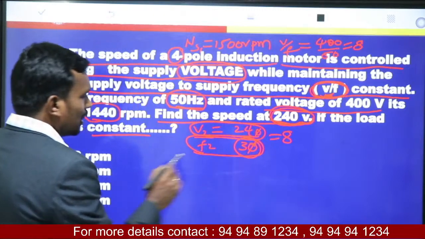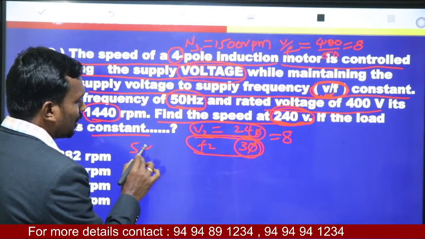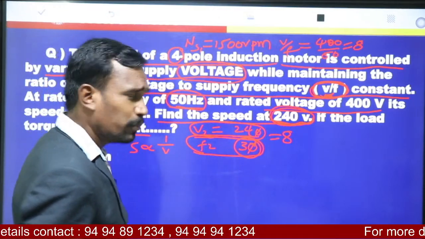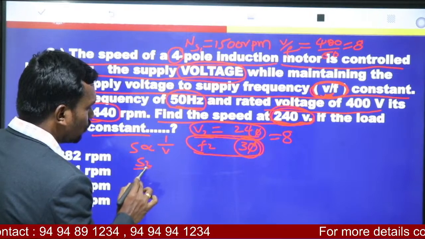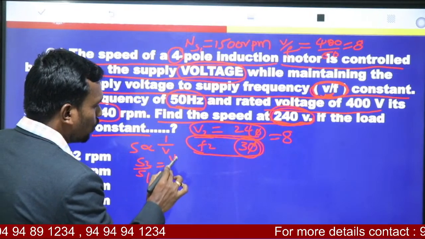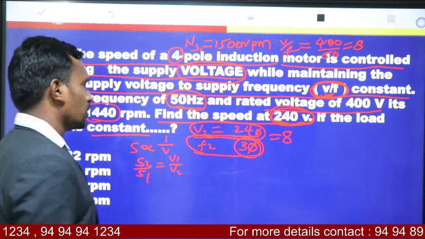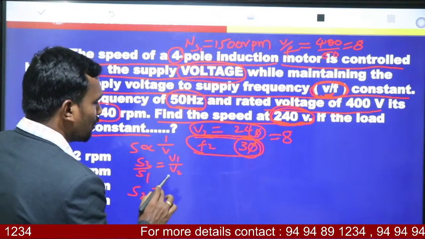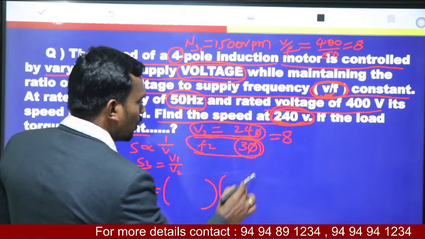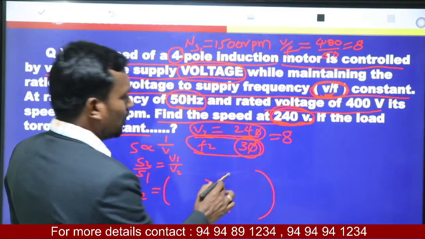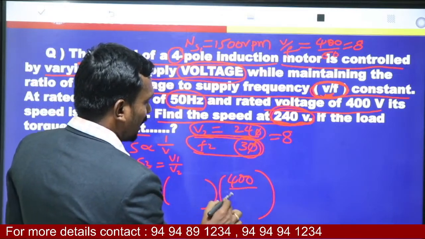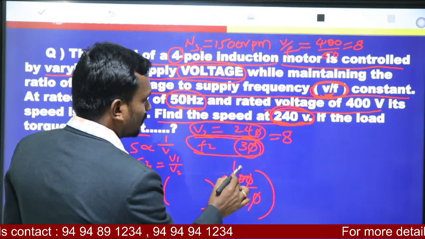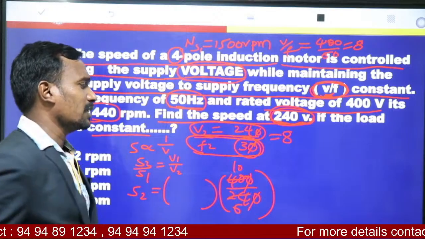Now tell me, sir, if V by F ratio is constant, what is the formula? S is inversely proportional to V. So S2 by S1 is equal to V1 by V2. So S2 is equal to S1 into V1 by V2. What is V1? V1 is 400 volts and V2 is 240 volts. Of course, these two get cancelled. 4 tens are 4 sixes.